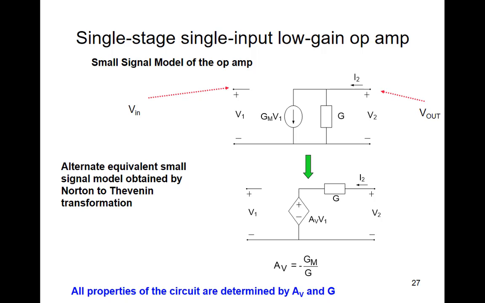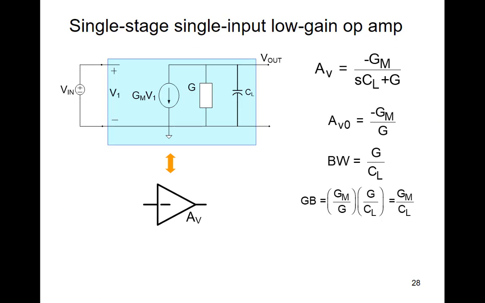Alternately, we can do a Thevenin to Norton transformation or a Norton to Thevenin transformation and put a voltage-dependent voltage source here instead of a voltage-dependent current source. In that case, this voltage-dependent voltage source has value minus Gm times 1 over G right here. So these are two equivalent forms of this amplifier with an output in either Norton form or Thevenin form. In this case, all properties of the circuit are determined by AV and G. Same G, but now AV.